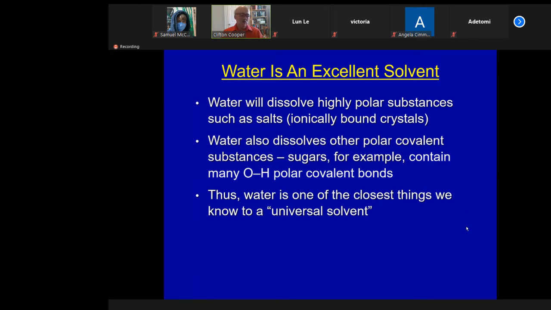An actual universal solvent would dissolve anything, and nothing does that. We would have trouble storing it if there was such a thing. It would eat through the container and just start eating down into the earth.